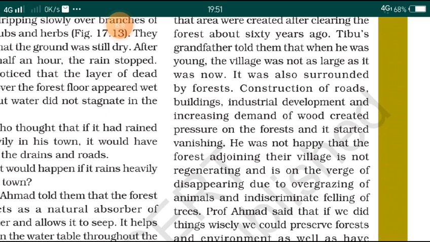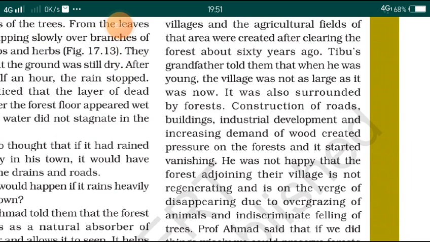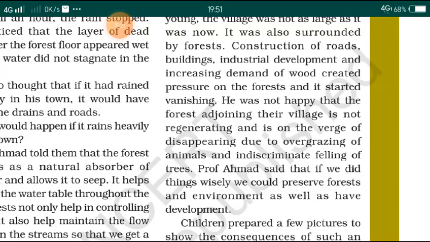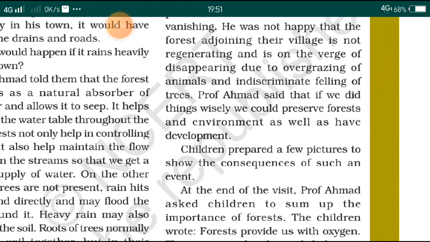Constructions of roads, buildings, industrial development, and increasing demand of wood created pressures on the forest and it started vanishing. धीरे धीरे कम होने लगा, ये सब मीन्स ट्रीज को काटने लगे. He was not happy that the forest adjoining their village is not regenerating and is on the verge of disappearing due to the overgrazing of animals and indiscriminate felling of trees.